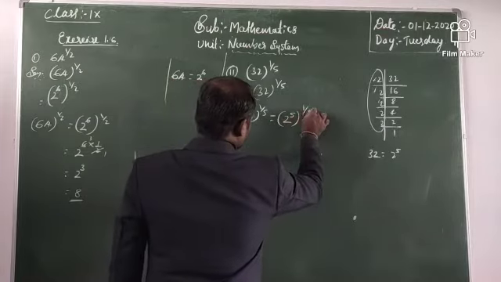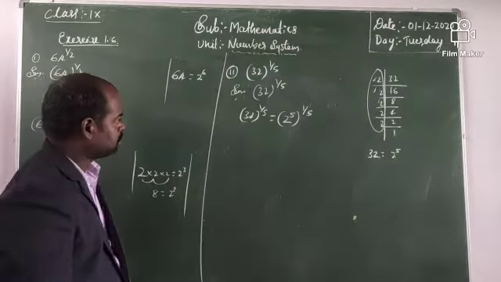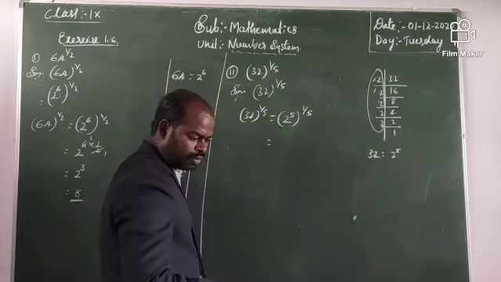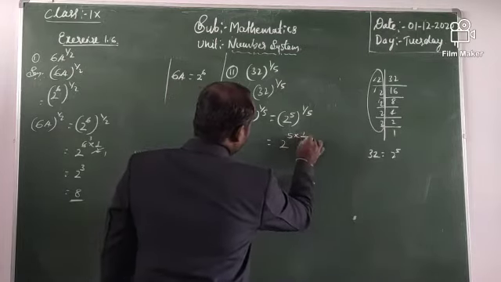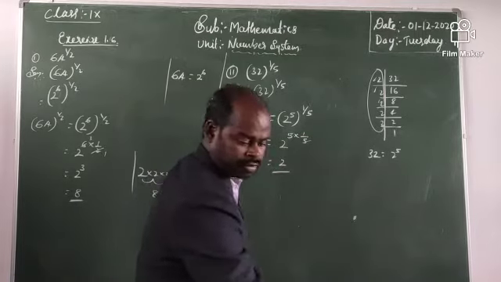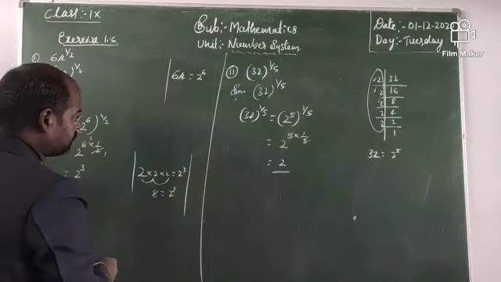2 to the power of 1 by 5. Understand? Here see, 2 to the power of 5 into 1 by 5, the 5s cancel, then the remainder is 2. Okay? The remaining is 2.